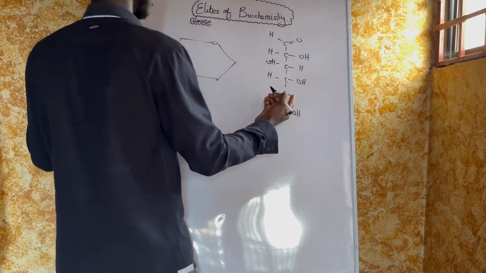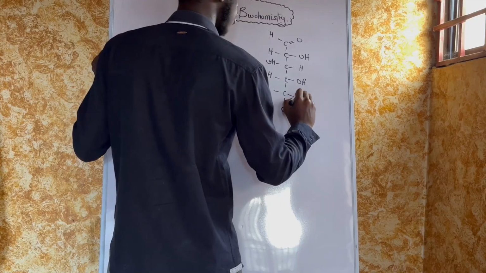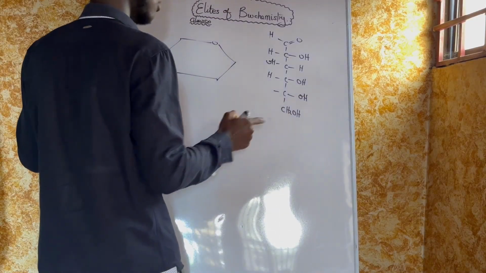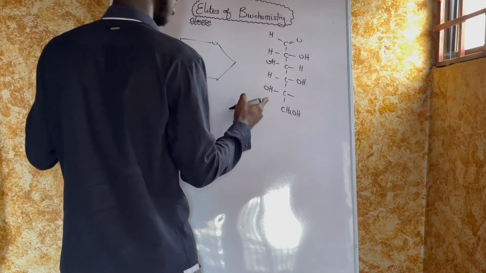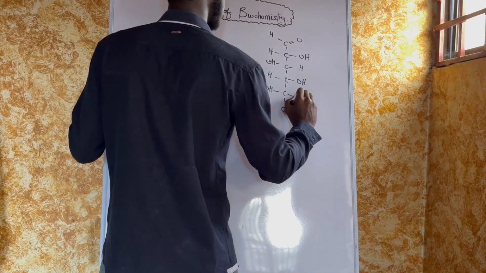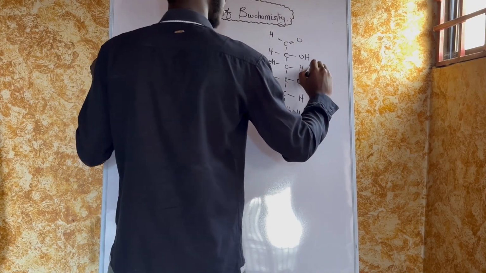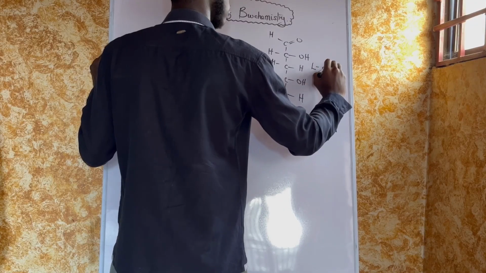Now, if this is a D sugar, then we are going to have our OH here. If it's an L sugar, then we are going to have our OH here instead. So let's say this one is an L sugar, then here we have our hydrogen. So this one is L glucose.